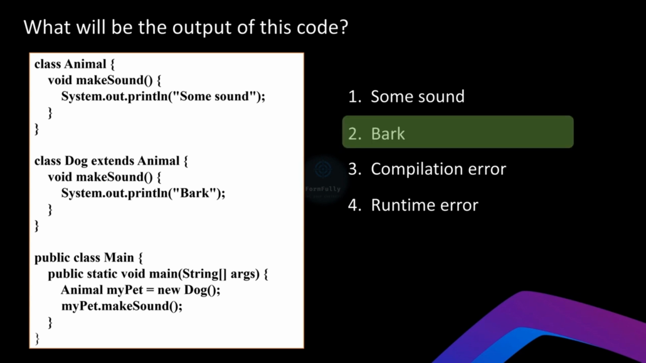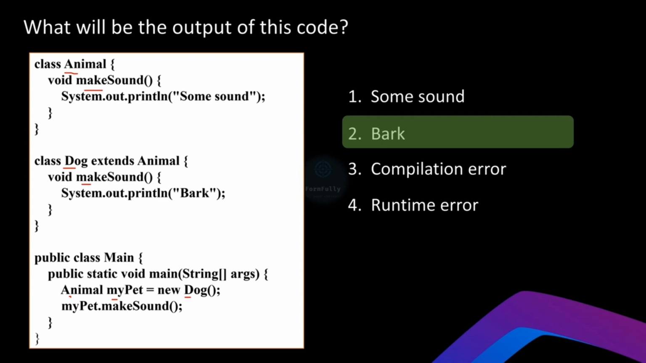Because in this code, you have a class hierarchy with superclass as Animal and subclass as Dog. Both classes have a method makeSound, right? And the Dog class overrides this method. In the main method, you create an object, myPet, of type Animal, but initialize it with a Dog object. This is an example of polymorphism in Java, where you can have a reference to a superclass type, in this case Animal, that points to an object of a subclass, in this case Dog.